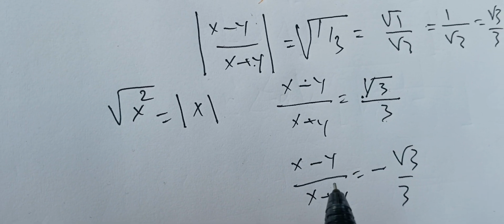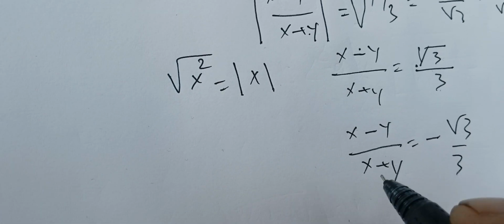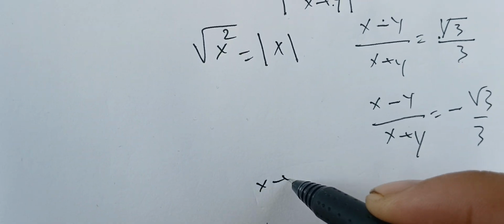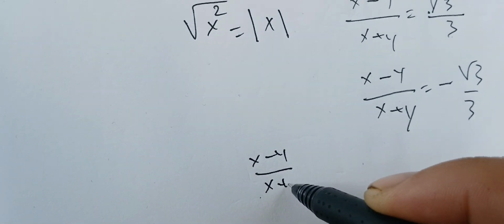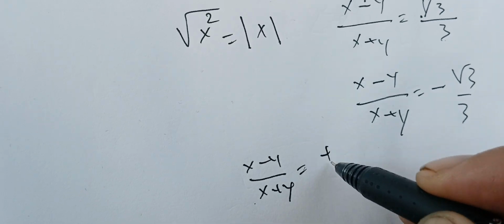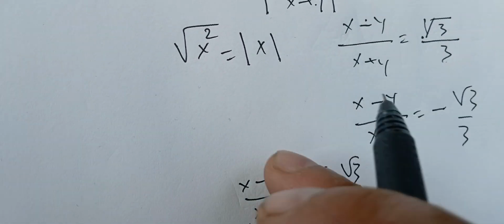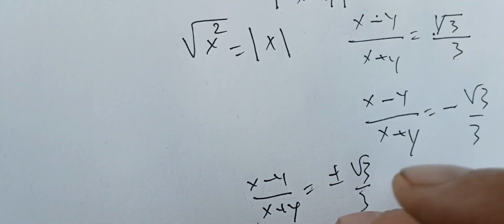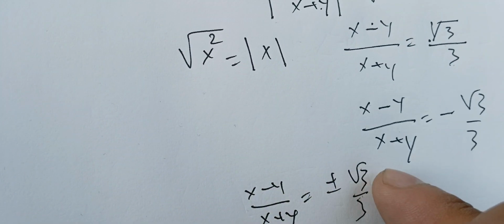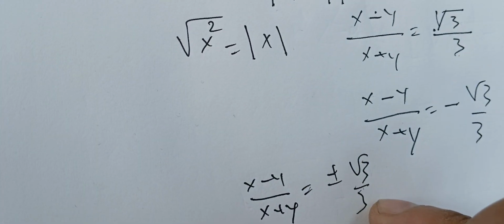Therefore, we conclude that this ratio, (x minus y) over (x plus y), is either plus or minus the square root of 3 over 3, depending on the values of x and y. We don't need to know that. So the ratio is plus or minus the square root of 3 over 3, one of the values.